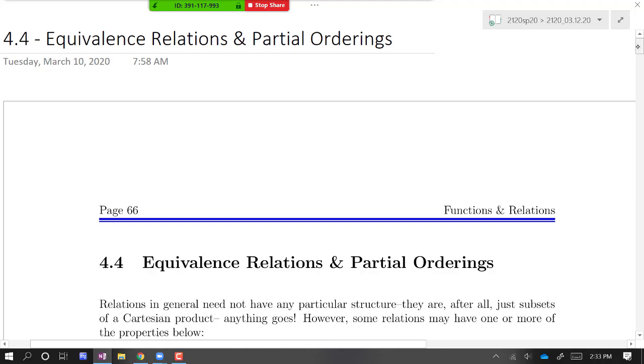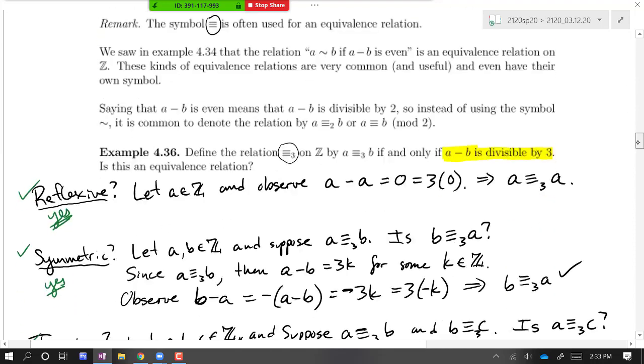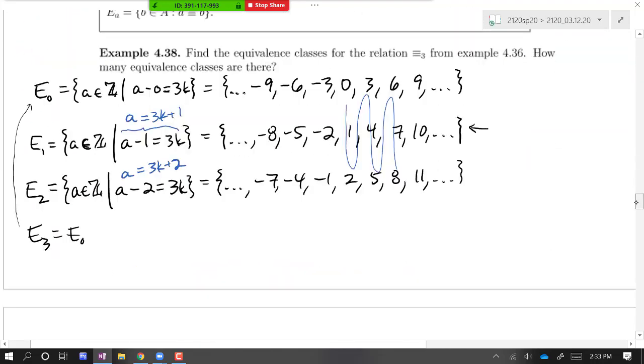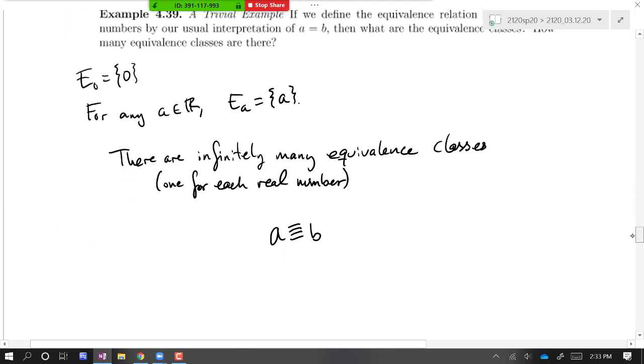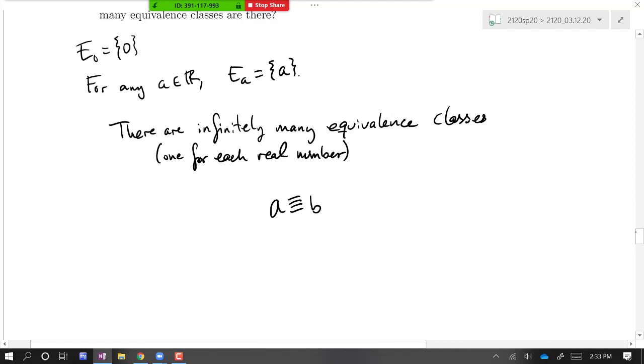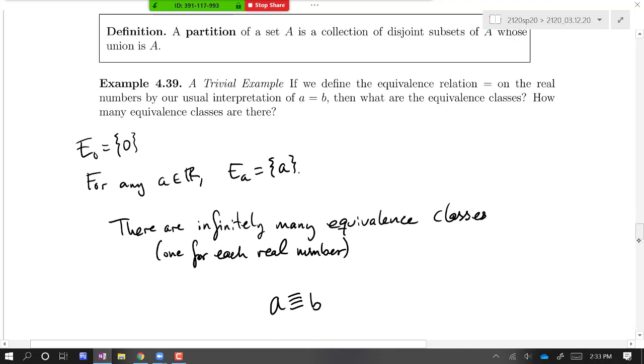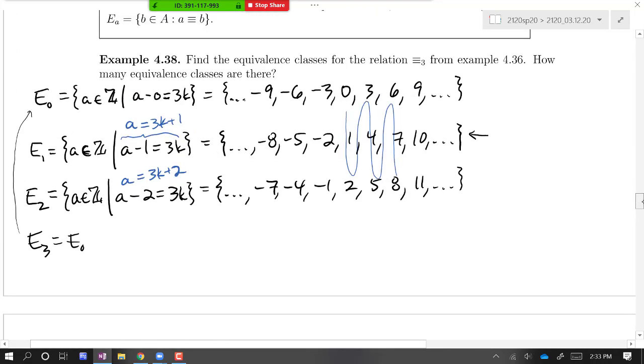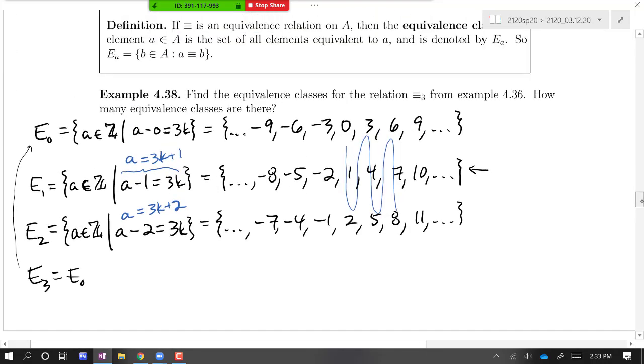Excellent. Okay. So we talked about relations. We spent quite a bit of time talking about equivalence relations. Remember, an equivalence relation is reflexive, symmetric, and transitive. And if you have an equivalence relation, then you can take a look at the equivalence classes, the set of all things equivalent to some element. We know that the equivalence classes always partition the set, which is a fun fact. And we looked at a couple of particular examples, found some equivalence classes.